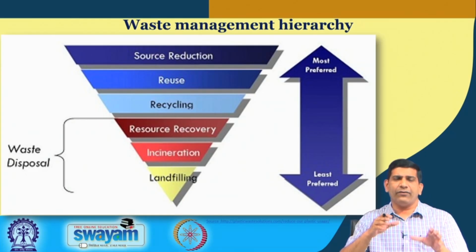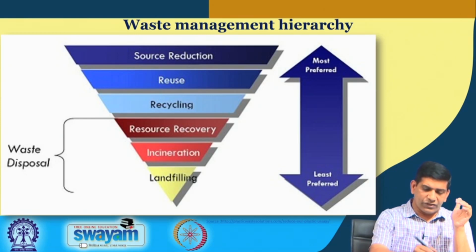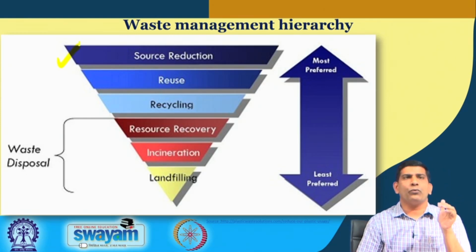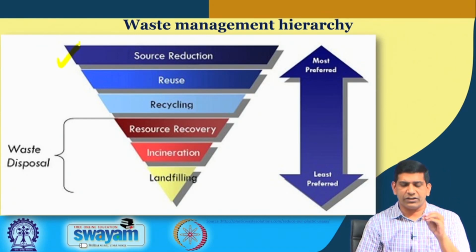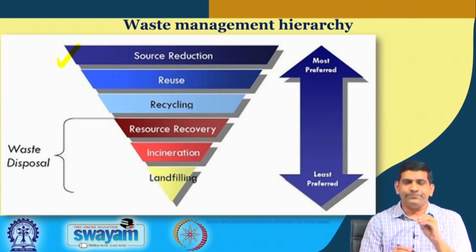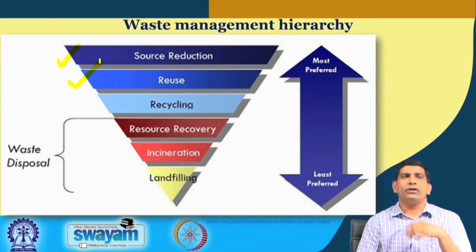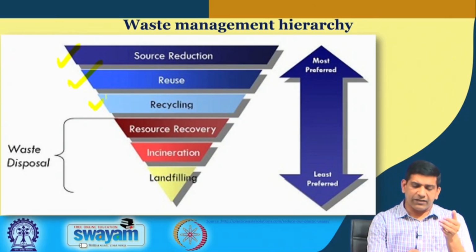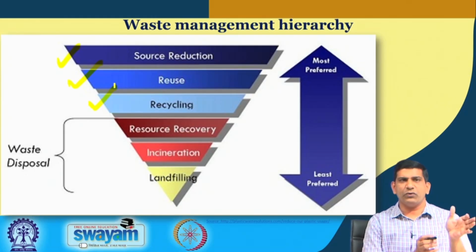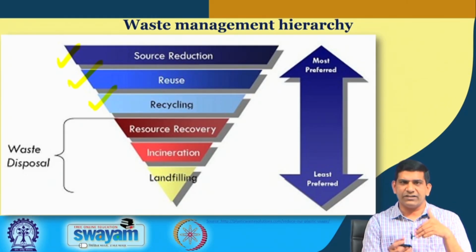So, the hierarchy for waste management in general is you start with source reduction. You try to reduce the waste that is being produced. So, that is the source reduction. If you cannot do that, whatever is produced, let us try to reuse it. If you cannot reuse it, let us try to recycle, which we talked about in detail in the previous week, how to do the recycle, different types of recycle.